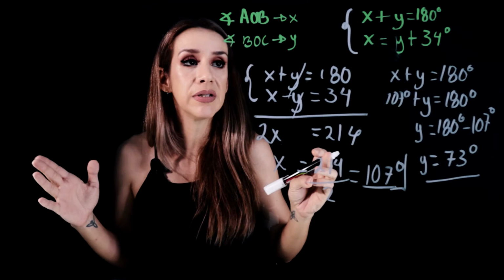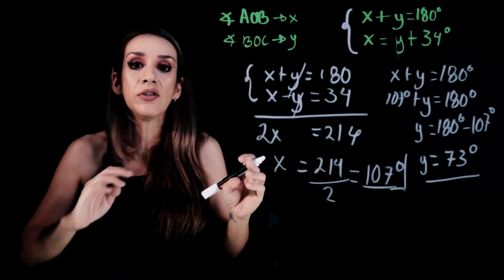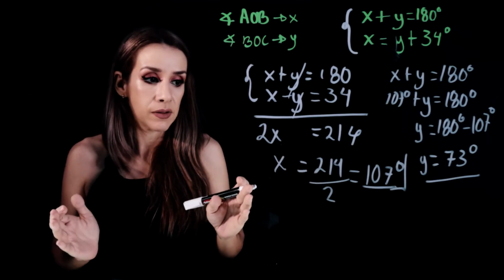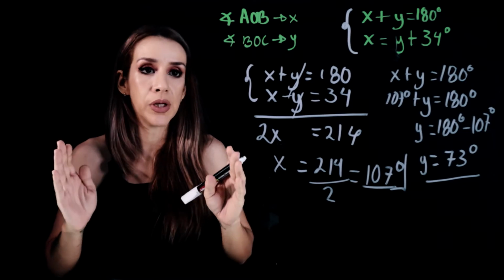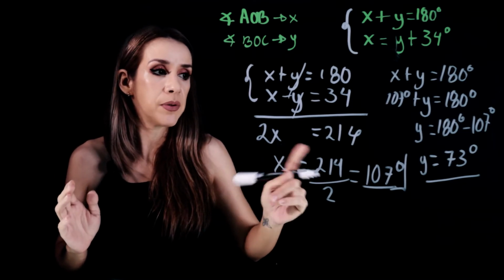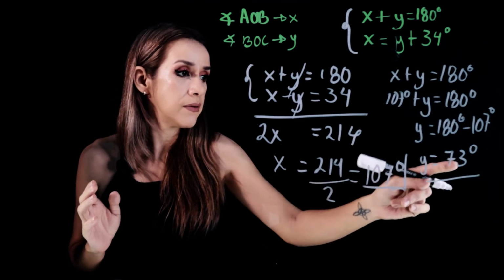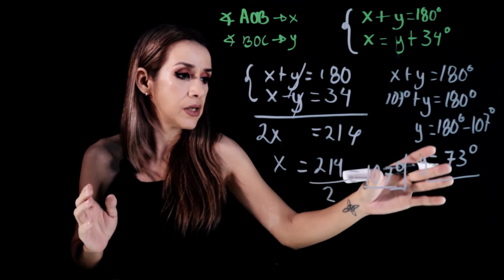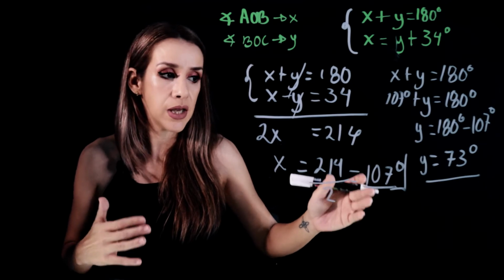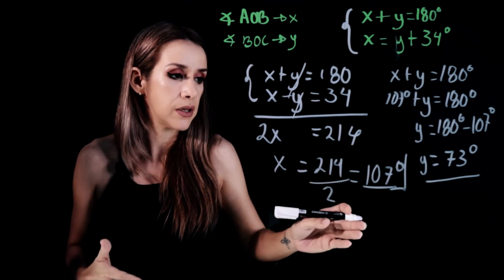Okay, I'm missing something. I need to prove that these answers are correct. How? We know that these two are supplementary. If I sum 107 with 73, the result is 180. So yeah, they are supplementary.